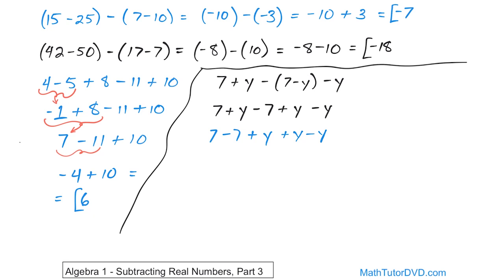All I've done is rewrite the terms, because when you add things together, they can be in any order, right? The reason I did that is because you know that 7 minus 7 is 0. And you also know that y minus y is 0. So all that stuff goes away. So really the answer is going to be only thing left, which is y.